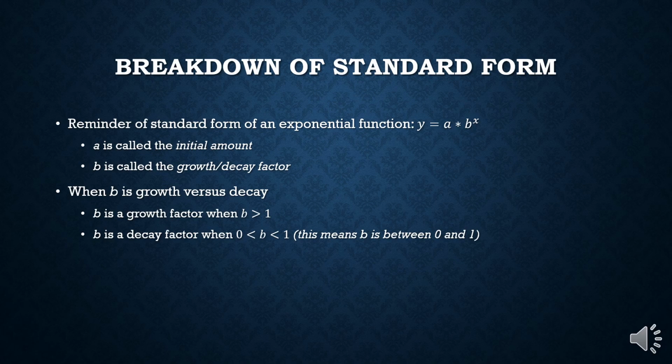When b is a decay factor, b is a number between 0 and 1. Remember from our last lesson that b is not allowed to be less than 0. The function decays or goes down when b is a number between 0 and 1, in essence, a fraction.